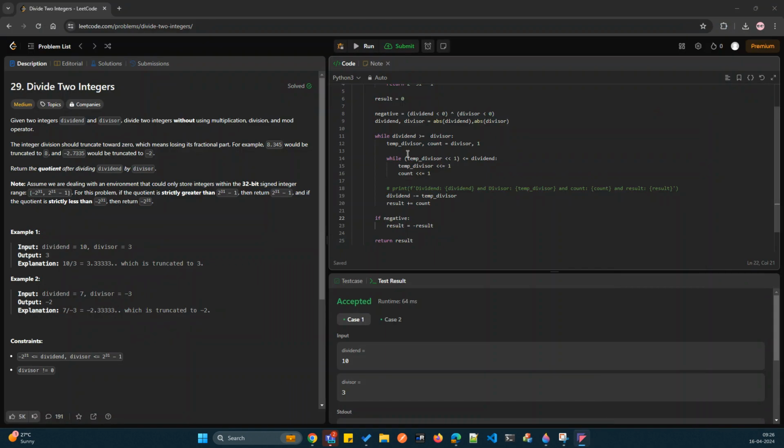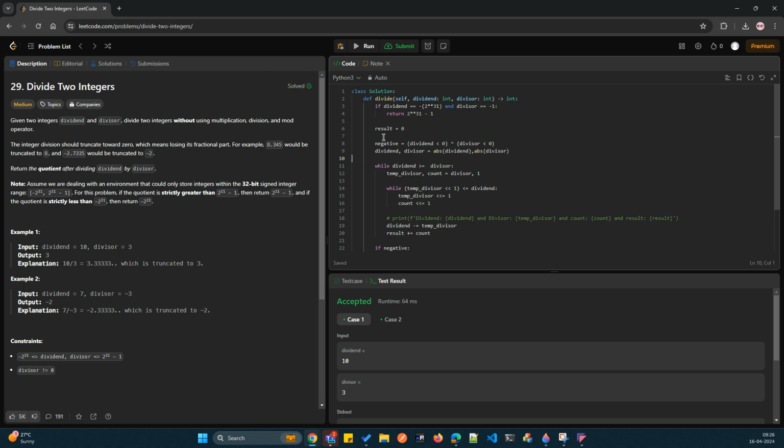So coming back to the code, we'll do the calculation here. While the dividend is greater than or equal to the divisor, we'll be left shifting until we reach that 96. Once we have that, we'll update our new dividend and divisor. The new dividend will be 4, and the divisor will still remain 3. So 4 divided by 3, and that calculation will go on. That's it about this problem.